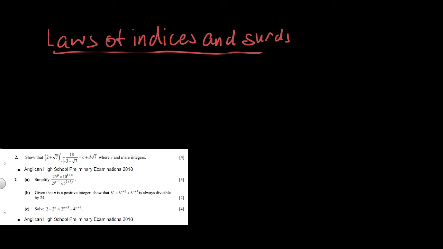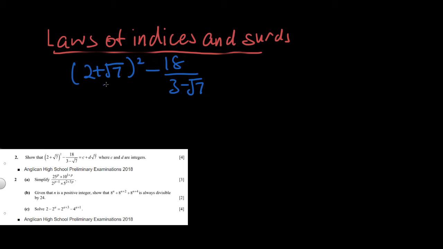So this is a typical rationalization question where you see a square root term at the bottom, but there's no square root term at the bottom here, and it's all just numbers. Let me use blue. Let's do it step by step slowly. (2 plus square root 7) squared minus 18 over (3 minus square root 7).